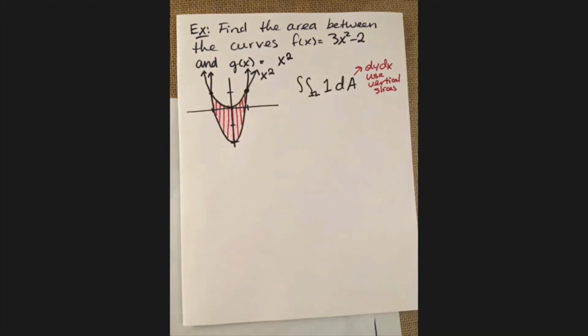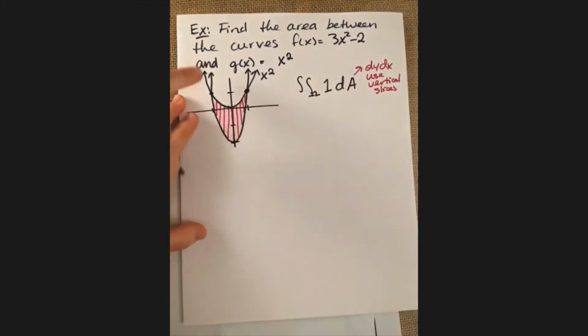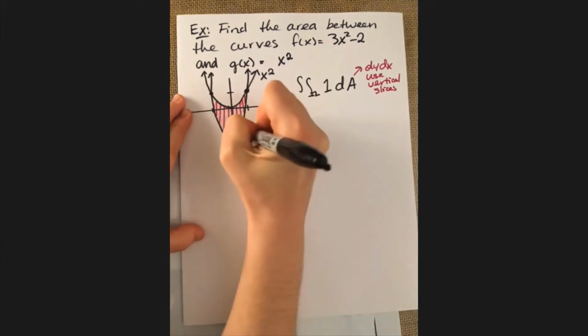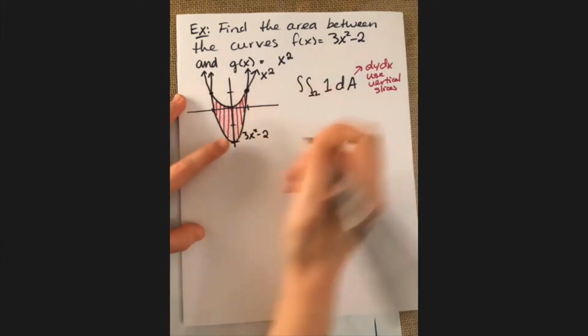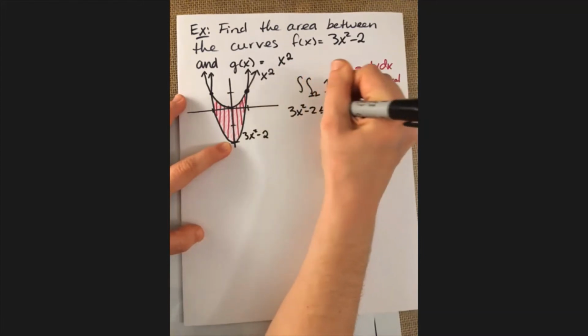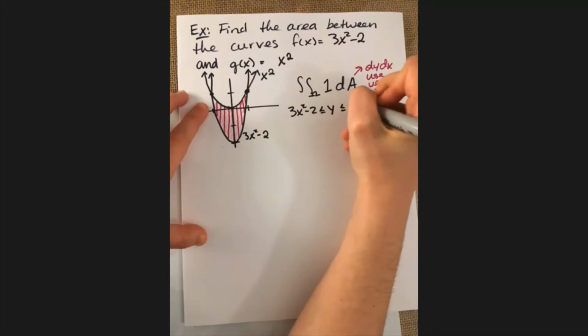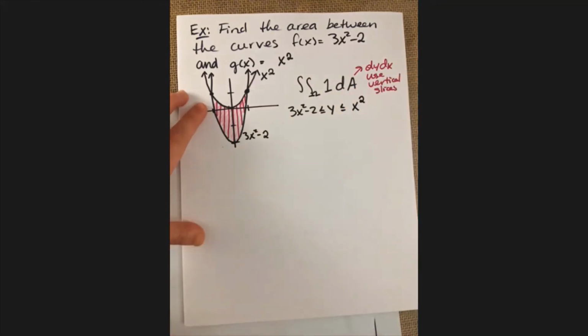So following that setup using vertical slices, we're noticing that y is always bound between, well, this one down here, which is 3x squared minus 2. So this is always underneath y. So I have 3x squared minus 2 is always less than or equal to y. And the x squared is always above y. So y has to be less than or equal to x squared.